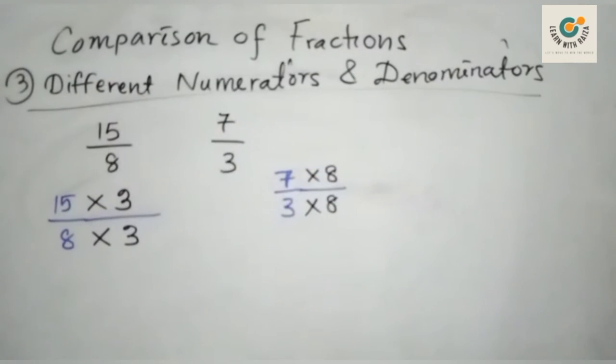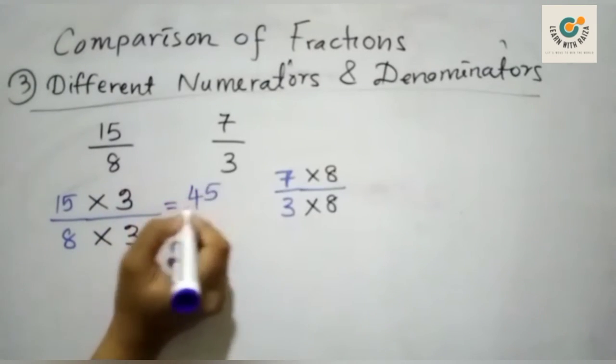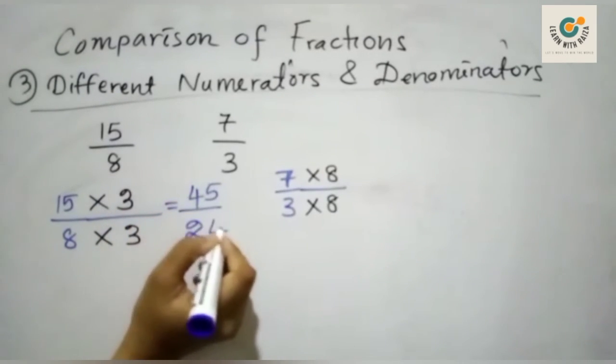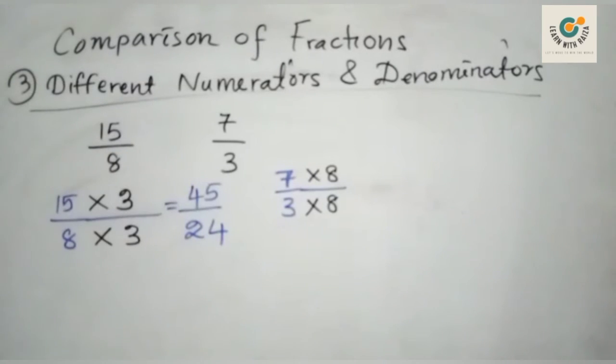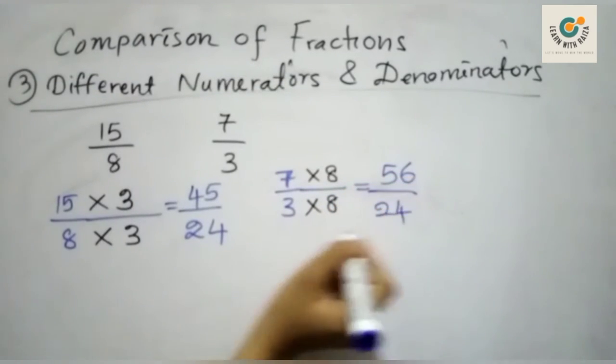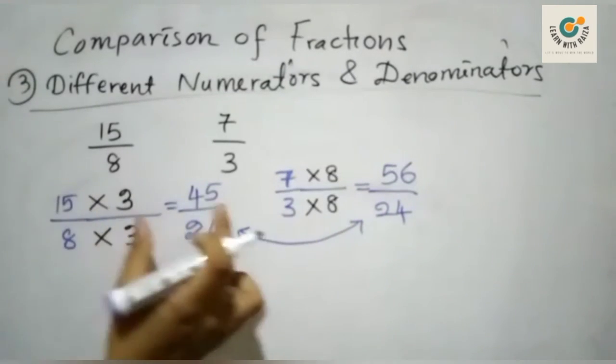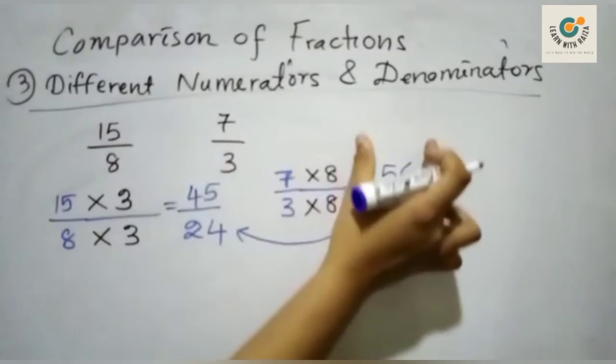So let's take our new fractions. 15 multiplied by 3, what do you get there? Yes, 45. 8 multiplied by 3, we made it 24. 7, if you multiply by 8, you get 56. 3 multiplied by 8, 24. Now we are going to compare these two because these are the equivalent fractions. This is equivalent to this. This is equivalent to this.